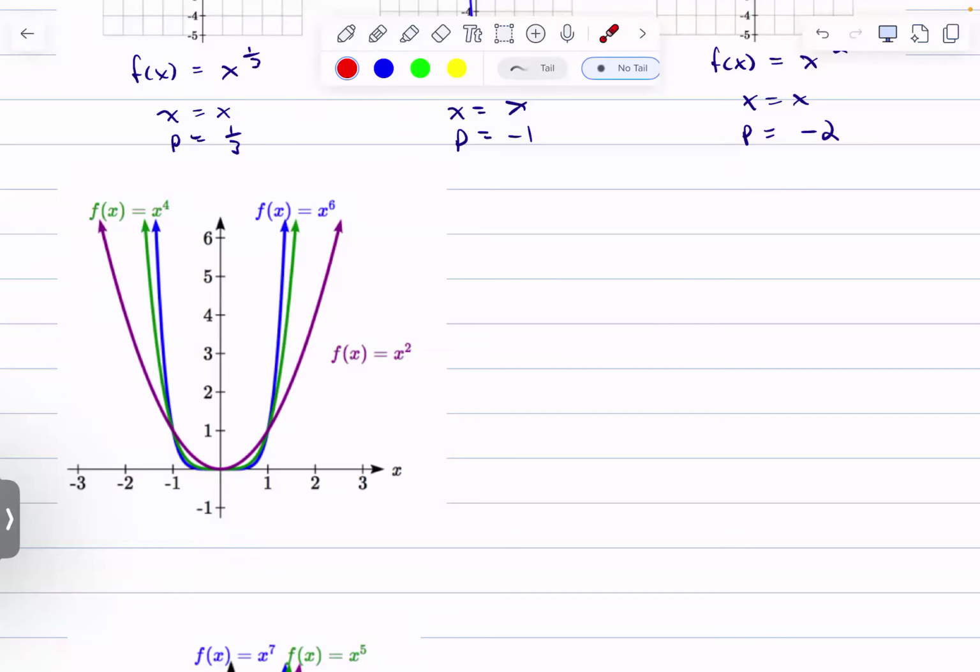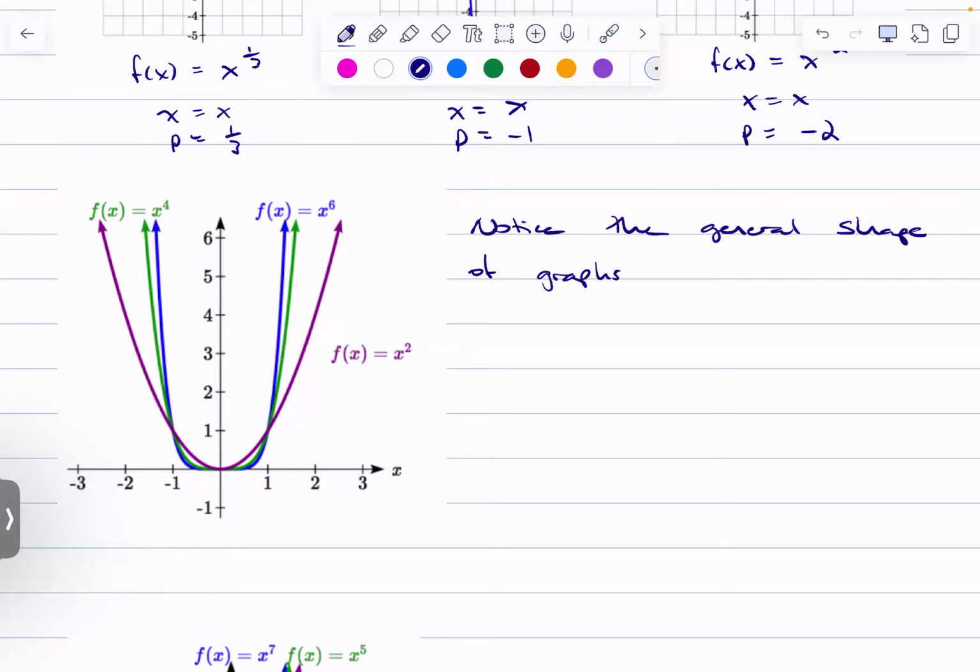But notice the general shape. The general shape of all these even powers, as we've seen, is the same. So notice the general shape of graphs for even powers is the same. How we can say that in a fancier way is that they have the same end behavior.